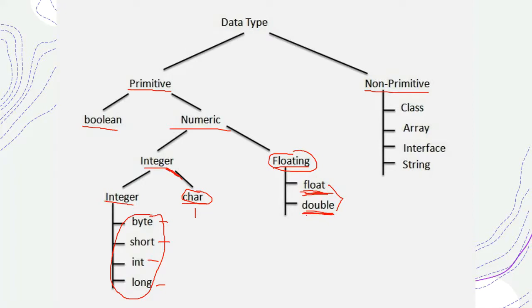and it can display decimal points up to 15 decimal places. However, the float can only display 6 to 7 decimal places. So that's why double is more accurate than float. Under the non-primitive data type, we have the class, array, interface, and string. So string here is another data type that we are also using. However, this is under non-primitive.